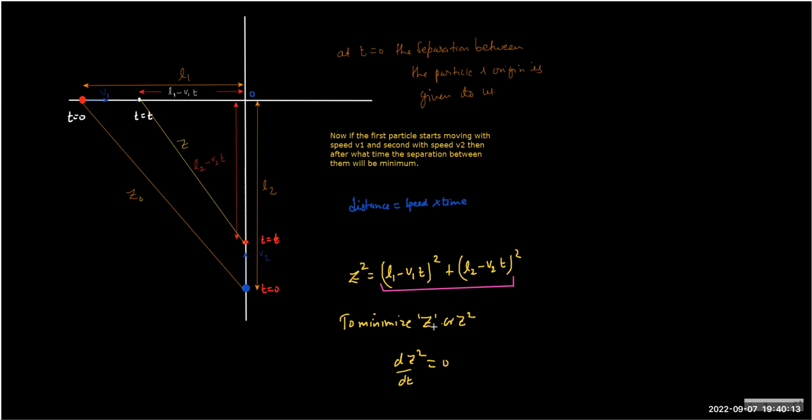Sir, here time is constant, right? Time is the only variable, na? Everything else is constant. L1, v1 is constant. If you're driving the car at a constant speed, the speed is constant, na? Yes.